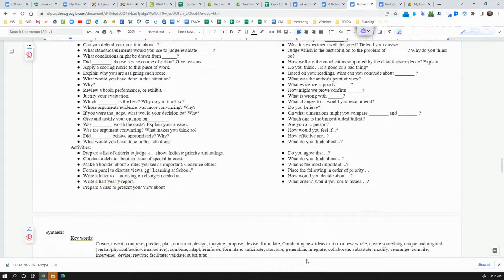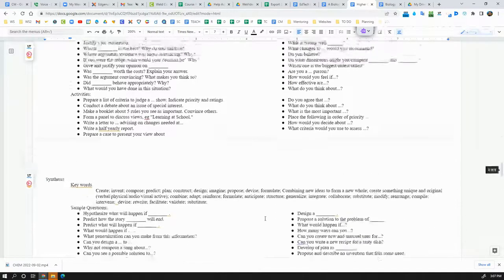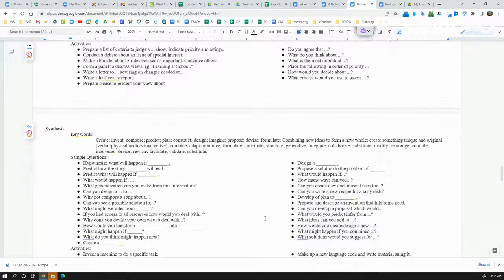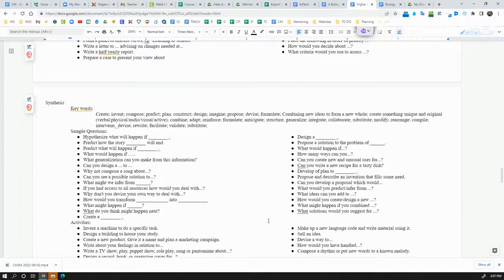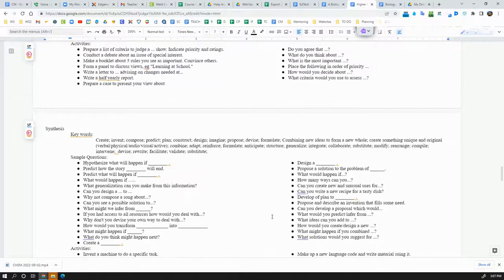What is your opinion about something? The last level is synthesis. That's when you create, invent, compose, construct, design, formulate, combine different ideas into a new idea, right? I kind of already said something similar in a different level when I said hypothesize what would happen if a cell would lose the mitochondria, right? Or write a song about the cell, or write a poem about the cell.